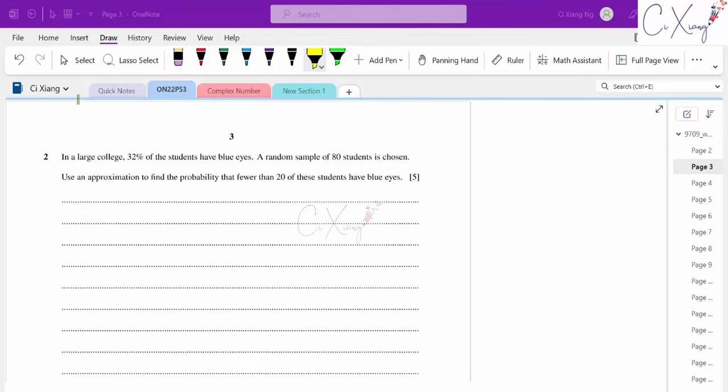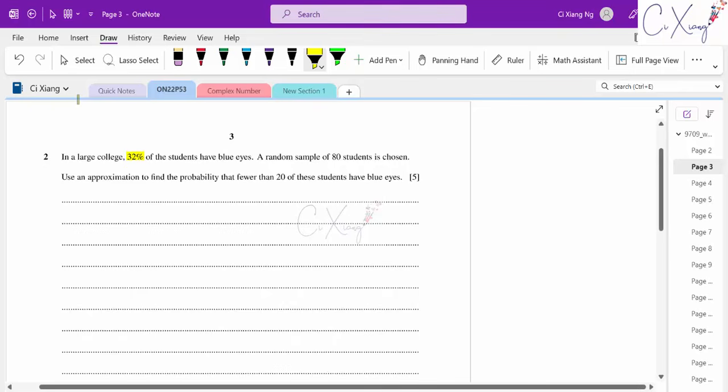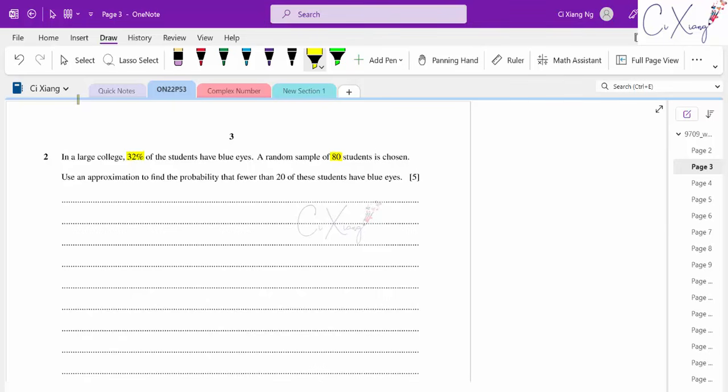Okay, so question number 2. In a large college, 32% of the students have blue eyes, and a random sample of 80 students is chosen. Use an approximation to find the probability that fewer than 20 of these students have blue eyes. Okay, so the very important keyword here is approximation.